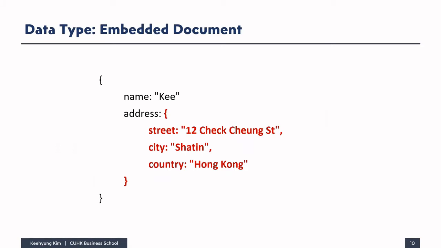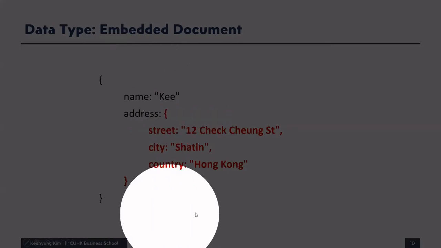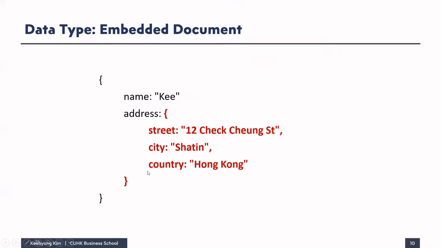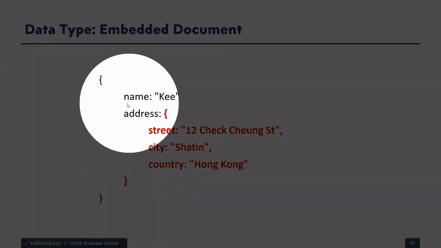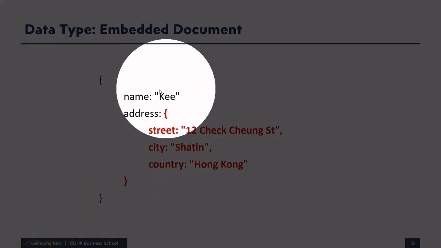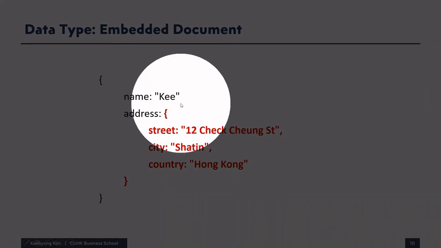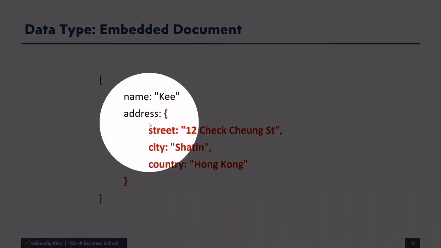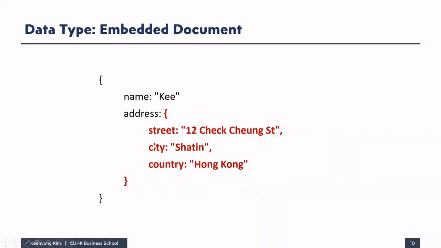And another very useful and important data type we are going to talk about is the embedded document. So this is also possible. At first, let's just say that this is a document designed for a customer whose name is Key. Then you will make a name field and put the value Key. Actually, the comma is missing here, but we have to put a comma here. And in the address field, you can actually add another document as an embedded document.